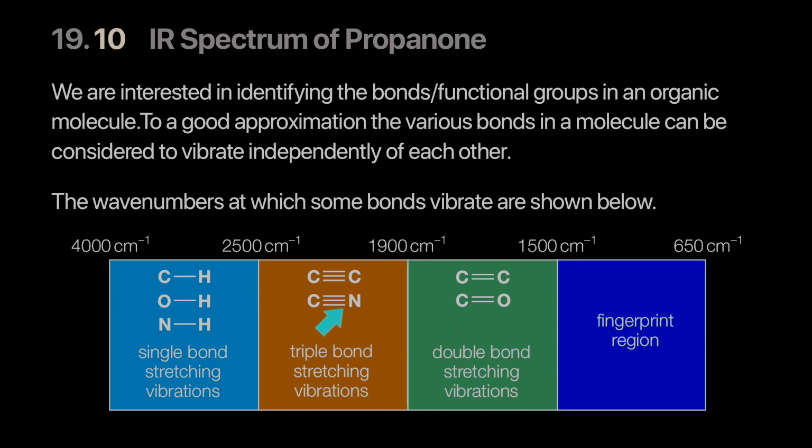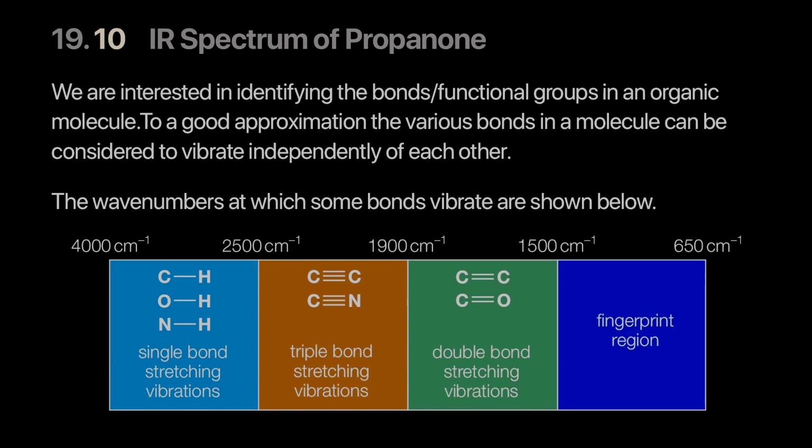From 1900 to 2500, if they have a band there, it'll represent either the carbon-carbon triple bond or the carbon-nitrogen triple bond, which is found in nitriles. And the single bonds are all above 2500. You've got the carbon-hydrogen single bond, the oxygen-hydrogen single bond, which is found in alcohols and carboxylic acids. And NH is basically found in a lot of organic molecules that you really study in second year. Nitrogen's organic chemistry you study in A2.